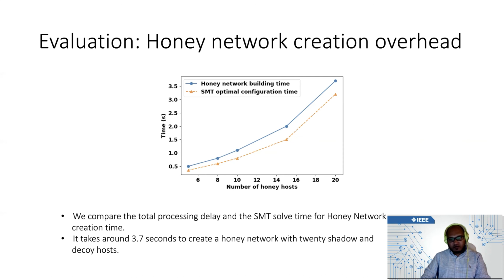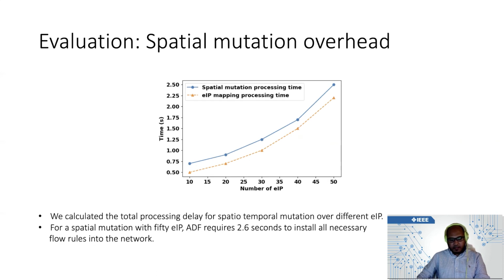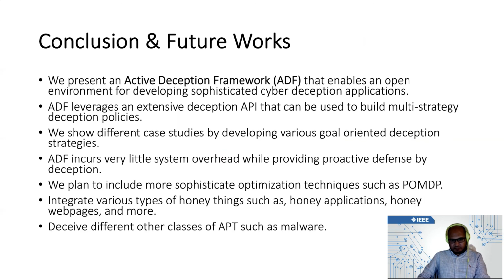We evaluated our framework by calculating the overhead it takes while creating a honey network. For example, it takes around 3.7 seconds to create a honey network with 20 shadow and decoy hosts. We also checked the ephemeral IP address creation and their mapping while creating spatiotemporal mutation. For example, for a spatiotemporal mutation with 50 EIPs, ADF takes 2.6 seconds to install all the necessary flows into the network.